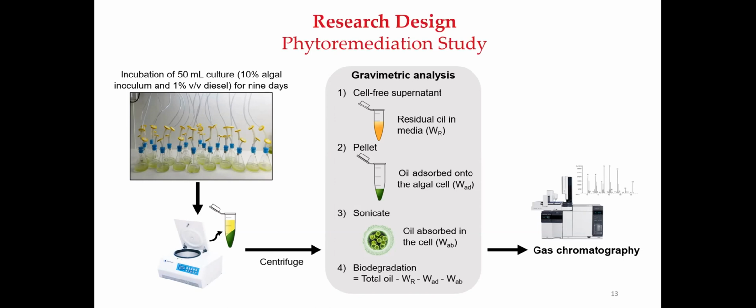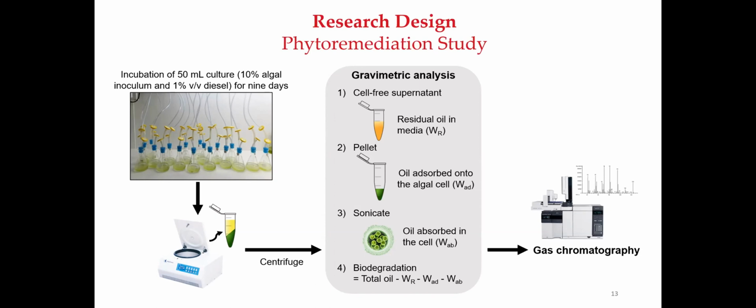This culture will first be centrifuged to obtain the cell-free supernatant and pellet. The cell-free supernatant is where we will extract the residual oil in the media, and the pellet will first be extracted to harvest the oil that is absorbed onto the algae cell, and then the pellet will be sonicated to extract the oil absorbed into the cell.